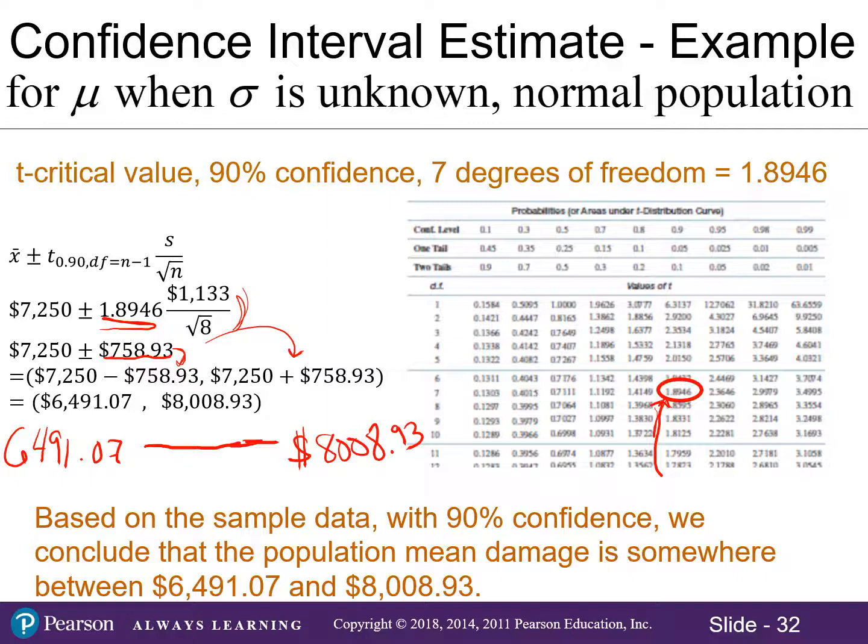If I was to interpret this interval, I'd write: based on the sample data, I'm 90% confident that the population mean damage is somewhere between $6,491.07 and $8,008.93 for BMWs. I should have included that, because that's a little more specific.